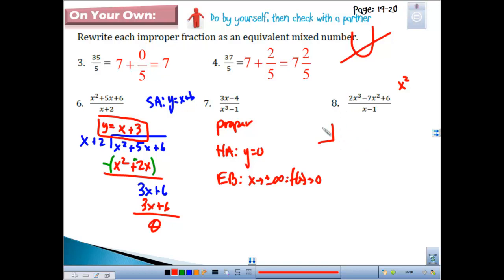Practice doing synthetic division where this is a 1, and then we've got 2, -7. We don't have an x term, so we're going to put 0, and then we have 6. So practice your synthetic right now.